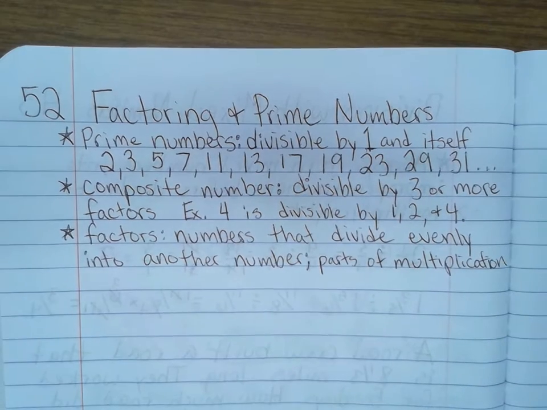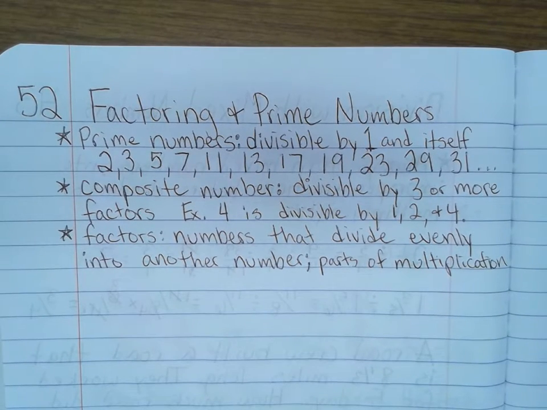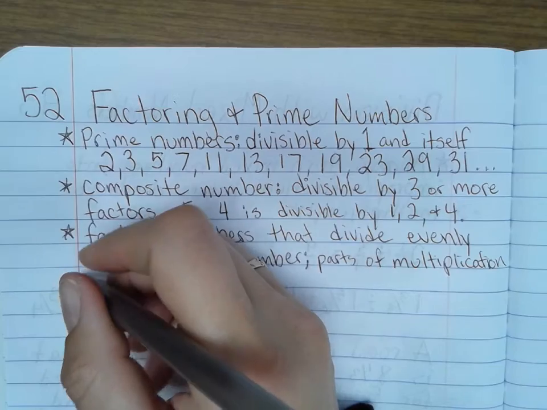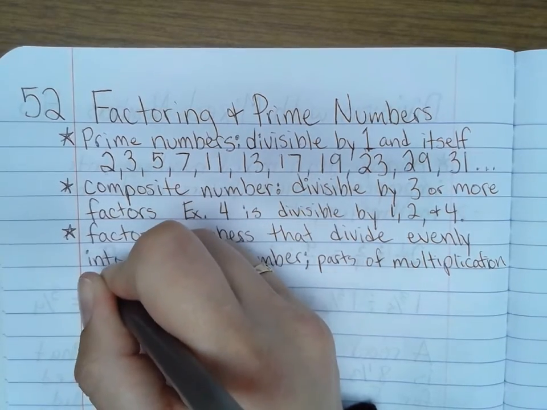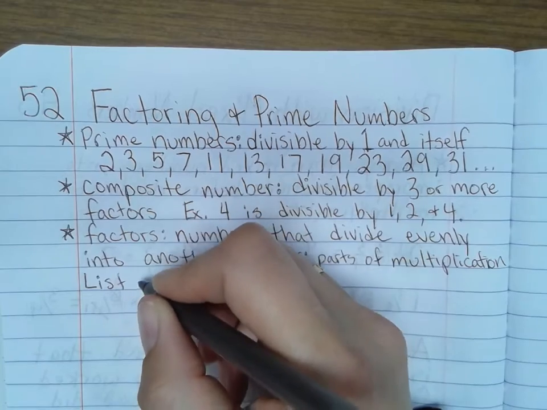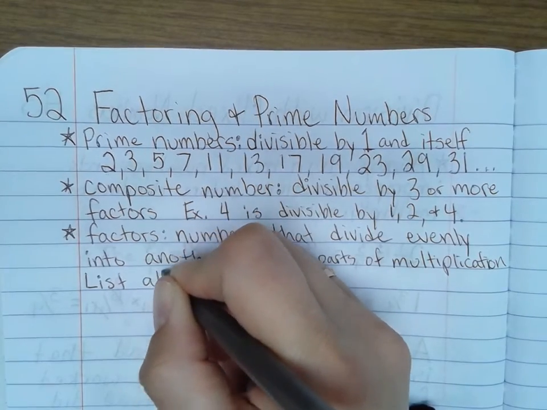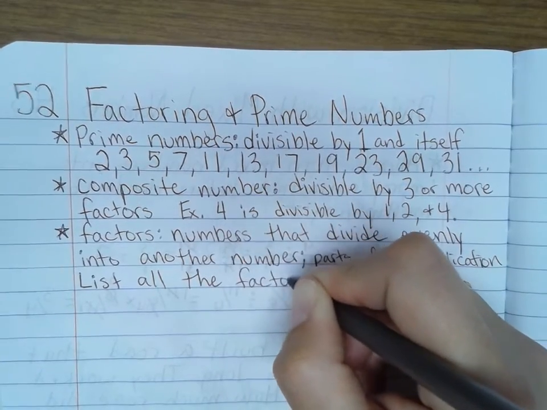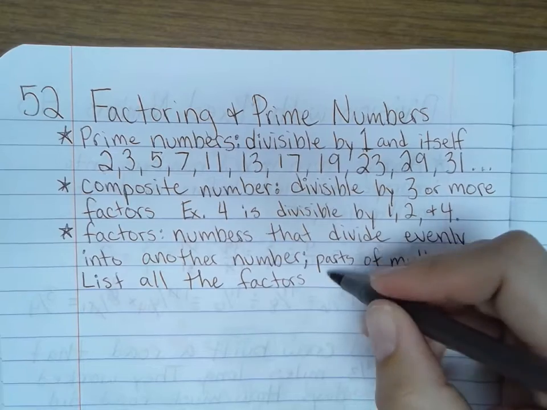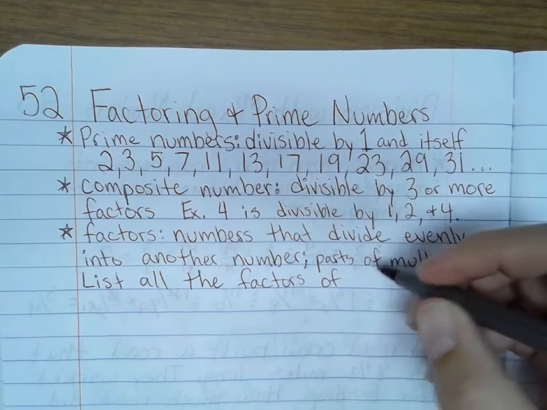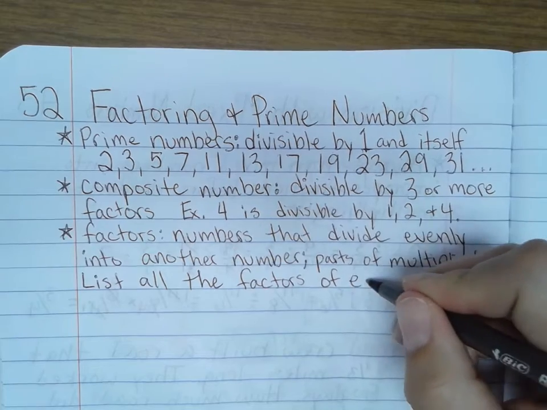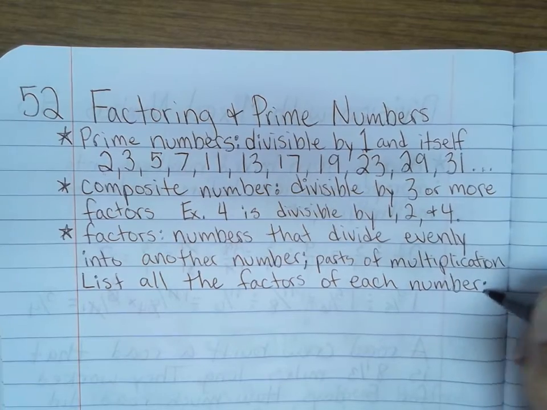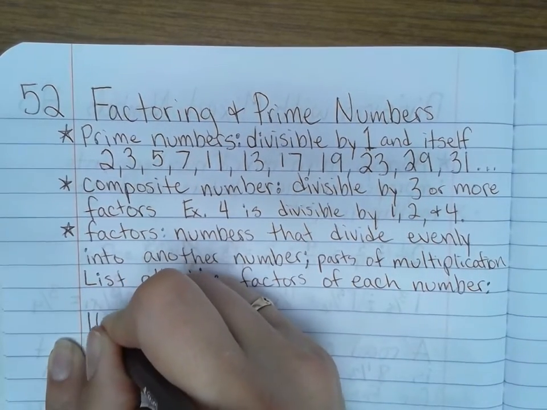All right, so we're going to practice factoring numbers. So we're going to list all the factors of some numbers. How about we do, let's try 16. List all the factors of each number, because we're going to do a few numbers here. So list all the factors of each number. Okay, I'm going to skip a line just for space. I'm going to write 16 here.